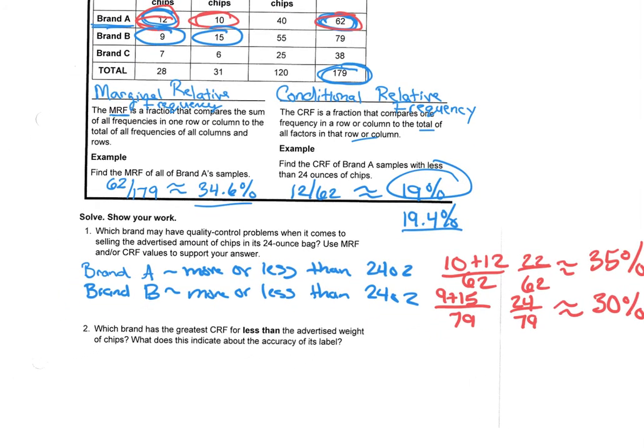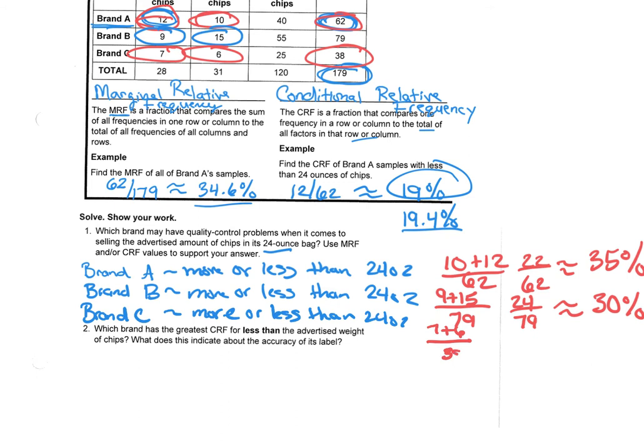Okay. Going on to brand C. And we're again going to look at those that have more or less than 24 ounces because those do not meet the standard of the 24. And then you go back and look at your chart. 7 and 6, right? 7 plus 6 out of the total of 38 that were tested. So 13 divided by 38 is about 34%.